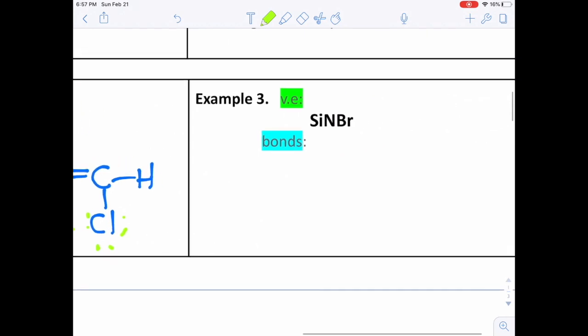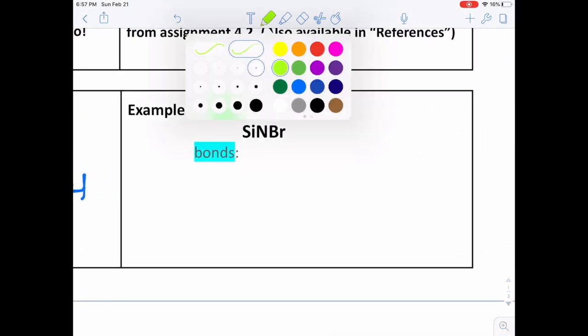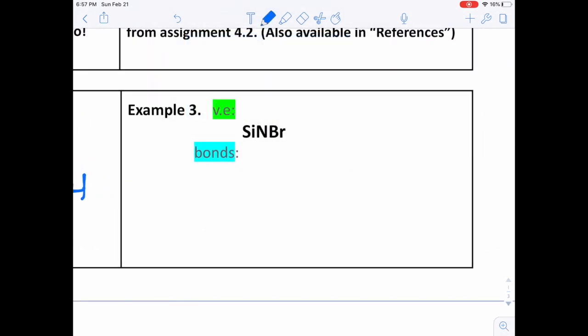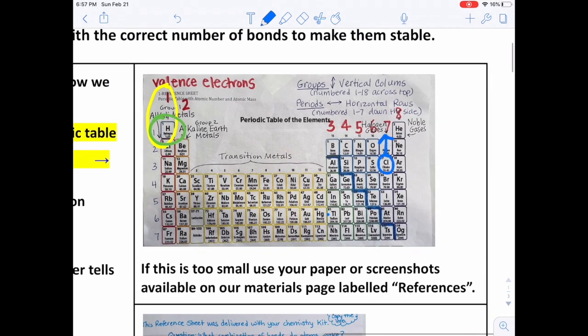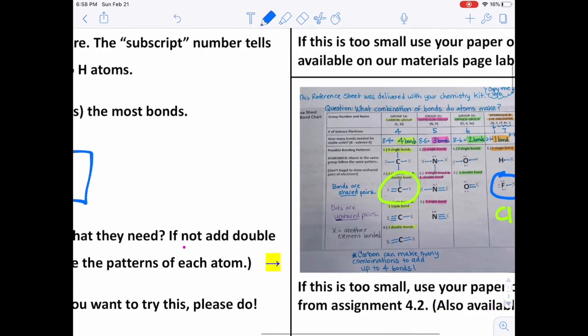Let's look at the last one, the last example. So I have now Si, N, Br. I want to know the valence electrons. So I'm going to look up here. We see Si is under the carbon, and it's got 4. N has 5. And Br is one of the halogens, and it has 7. So 4, 5, 7.